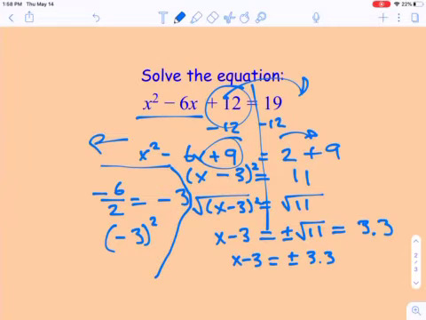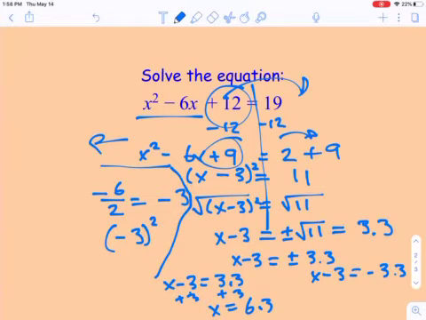So you have two things. You have two equations here. Now you've got x minus 3 is equal to the positive case, then you've got x minus 3 is equal to the negative case. All right, so for the positive case, you add 3 to both sides, and then you get x is equal to 6.3. And then you're going to add it to the negative case as well, and you're going to get x is equal to negative 0.3. And these are your two answers.